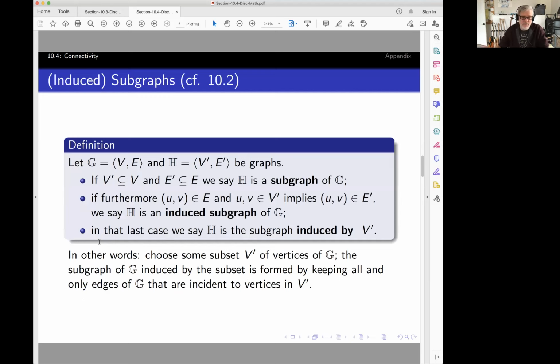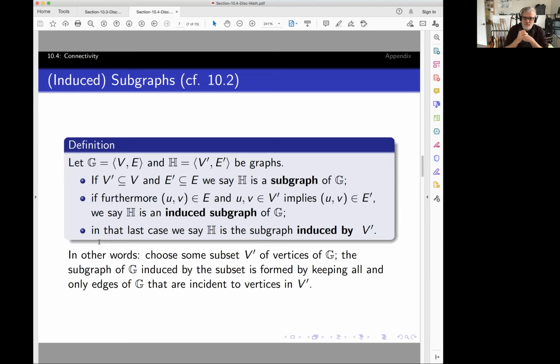So the next definition: I need the notion of subgraph and induced subgraph to define the notion of connected component, which is strange. But anyway, this definition actually comes from 10.2. I skipped it in 10.2, but here it is. Again, it looks more complicated than it actually is, although the distinction between subgraph and induced subgraph is a bit subtle, you have to be careful with this. So let's try to define this properly.